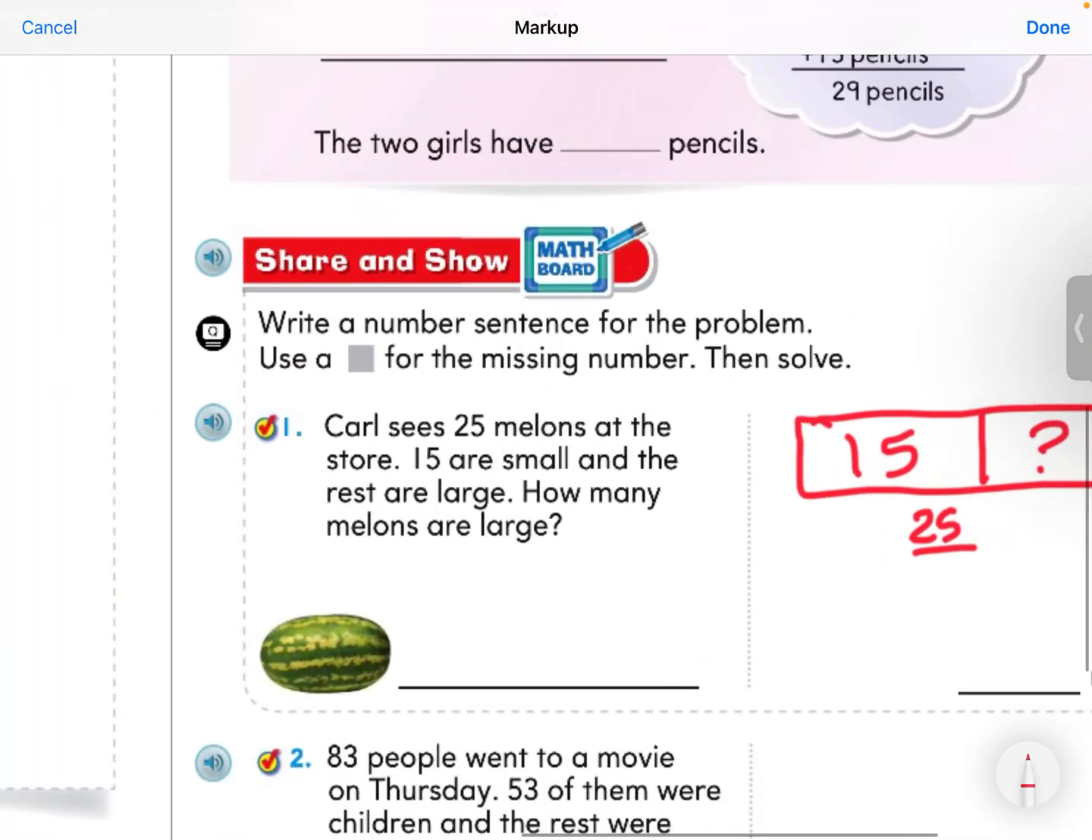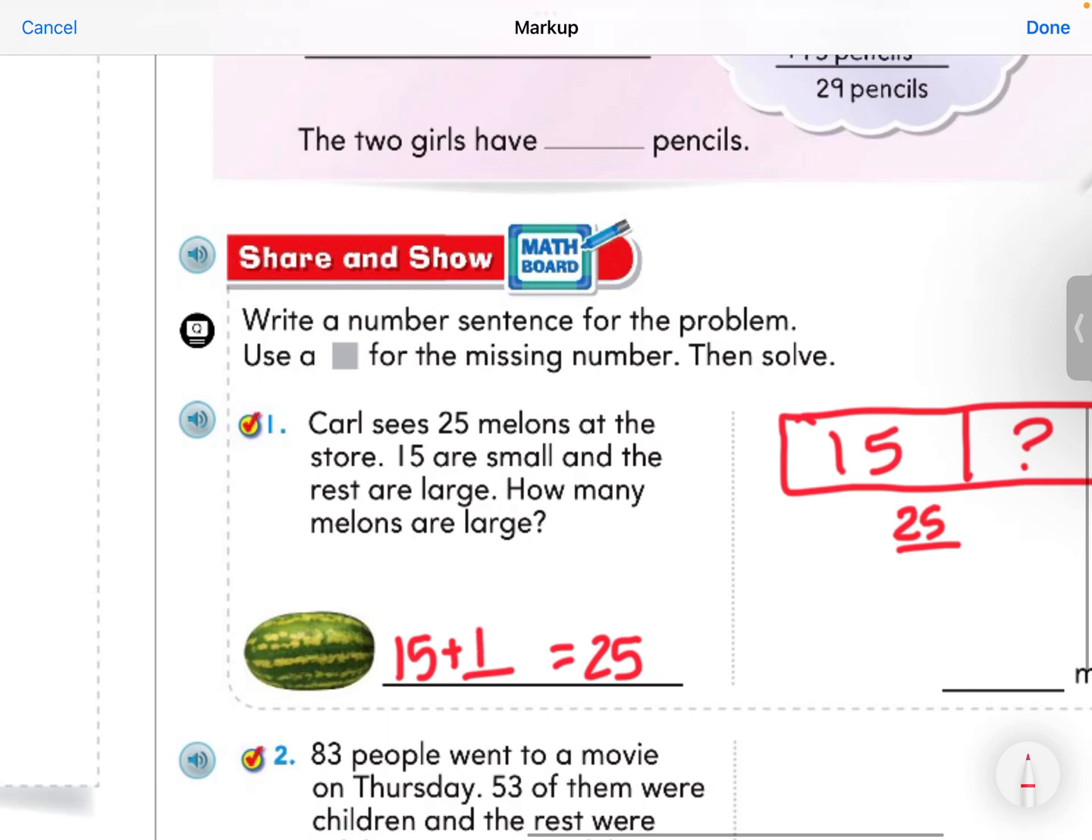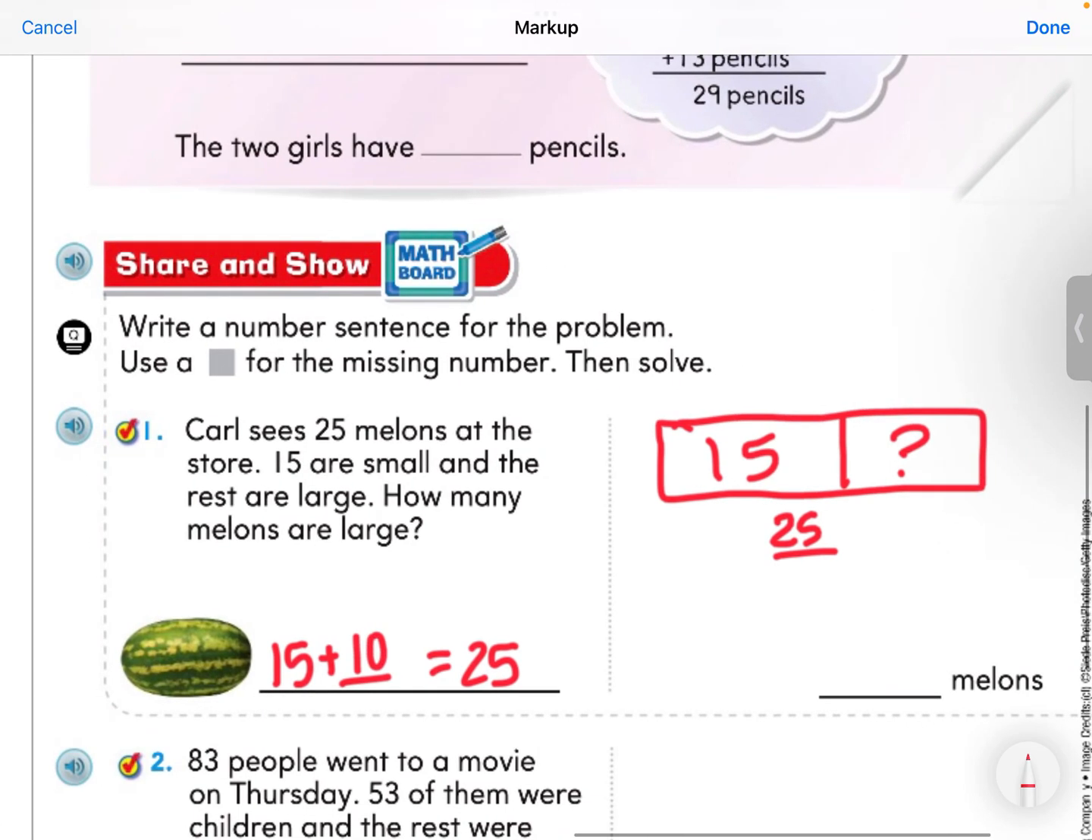So my math sentence might look something like 15 plus some number equals 25. Now I need to solve for my missing number. 15 plus what would get me to 25? 10. So 10 goes in the missing spot. I can put 10 in my bar model or my bar diagram, and then I also want to see 10 on the lines below for how many melons he saw.